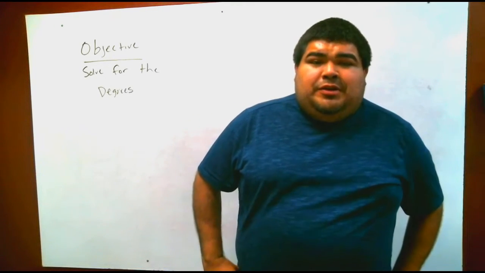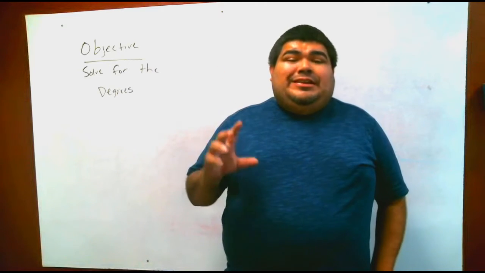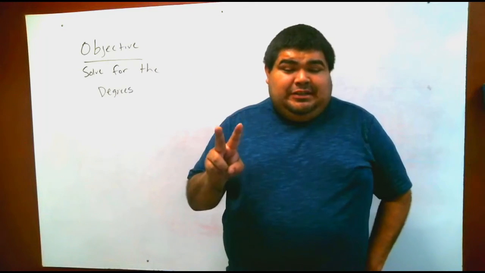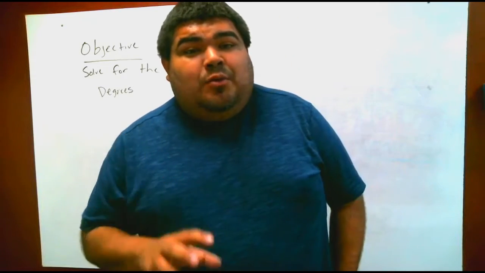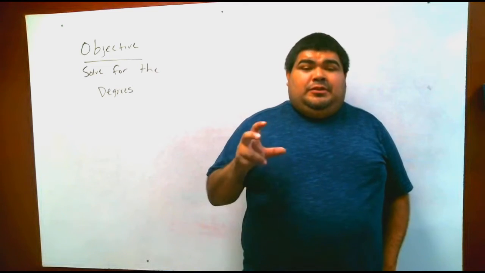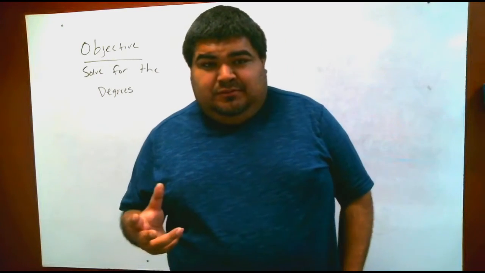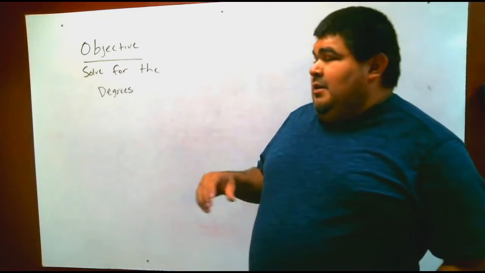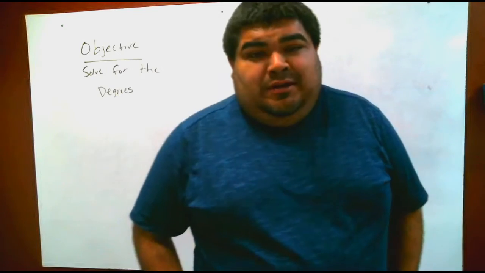Today we're going to continue working on those unit circles. Remember last class we had to find certain degrees, break them down into two pieces, and then find cosine and sine for those degrees. Today we're still doing the same thing. The only difference is that today we're actually going to solve those problems. So the objective for today is to solve for the degree.